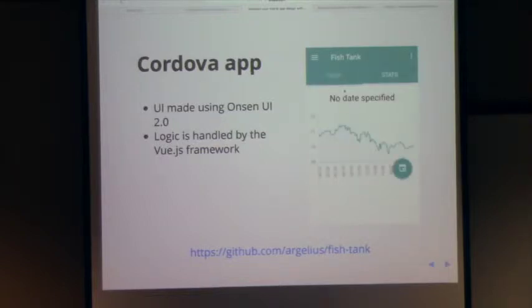Is that a charting library? Or is that part of Onsen UI? This is not part of Onsen UI. The chart is Chart.js. Is that based on D3? No, it's actually Canvas, I think. Canvas. So it's not SVG.